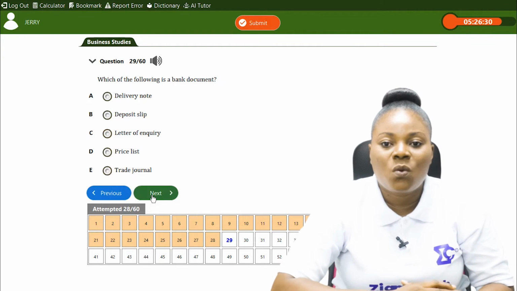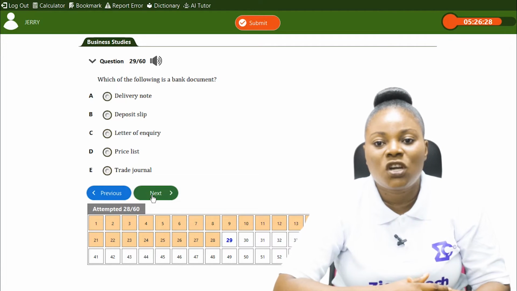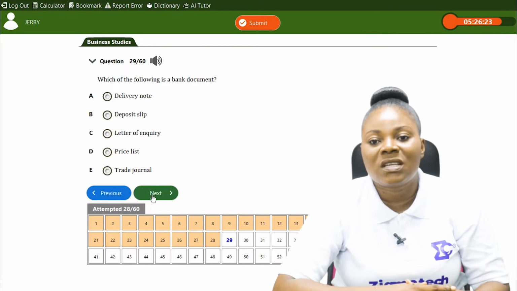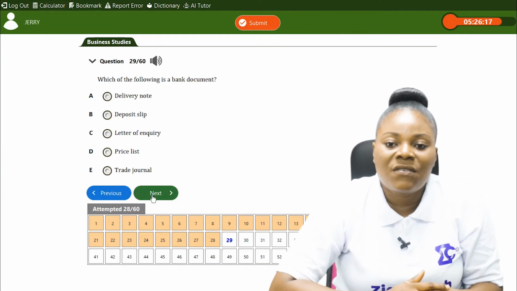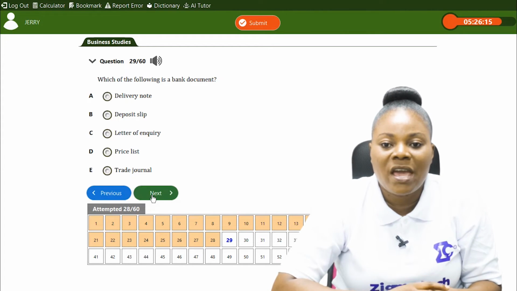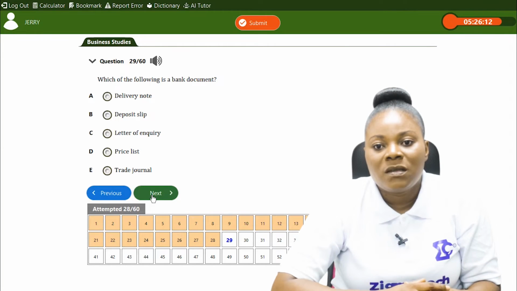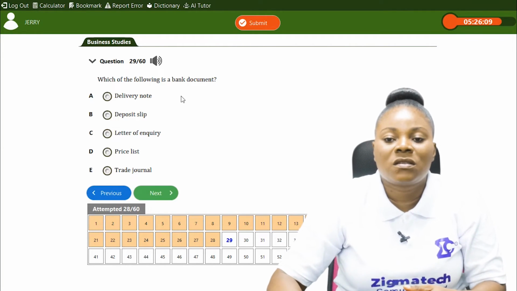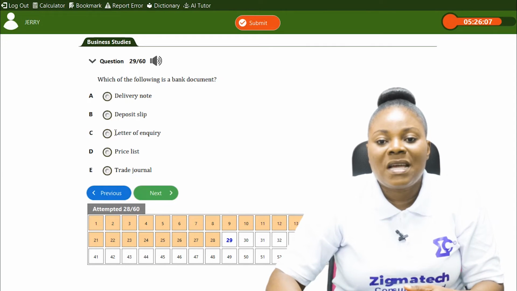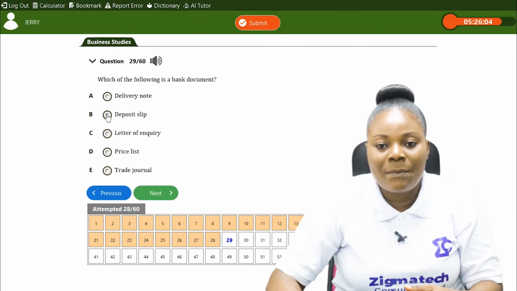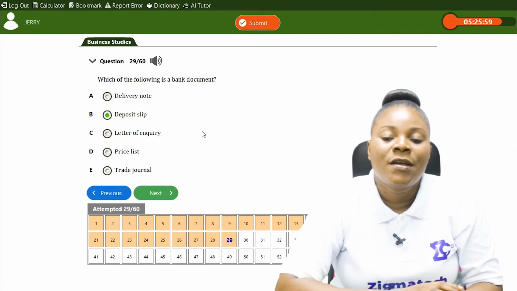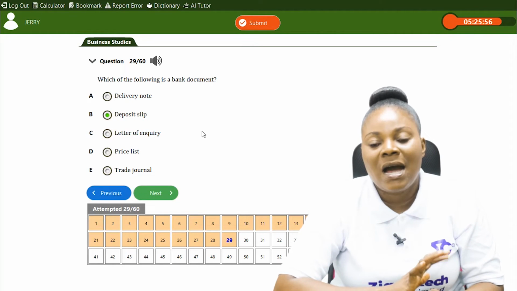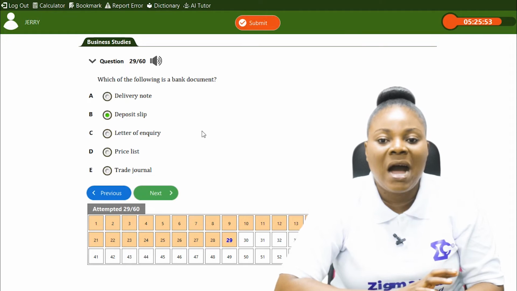The next question, question 29, it says, which of the following is a bank document? That is, which document is used in the bank? Is it a delivery note or a deposit slip, a letter of inquiry, price list, or trade journal? The appropriate answer is option B, a deposit slip. A deposit slip is a document filled in the bank to keep money in a bank account. So a deposit slip is a bank document.